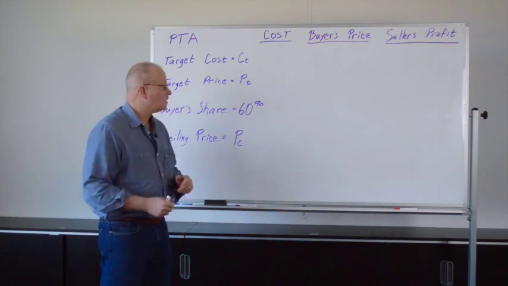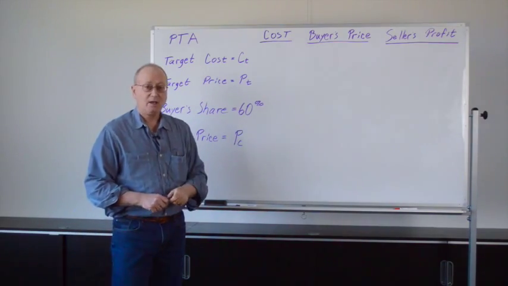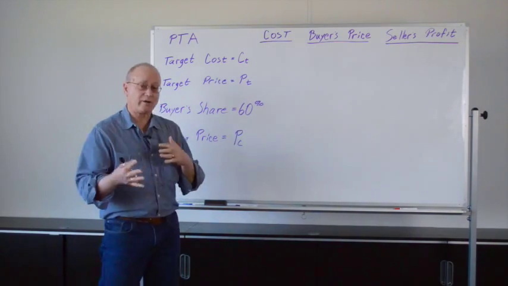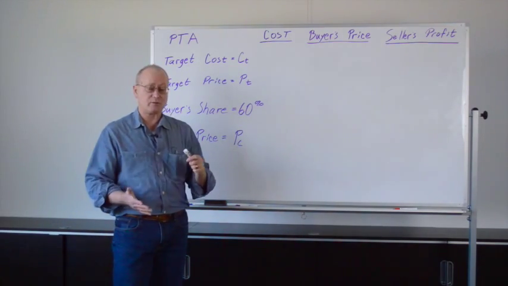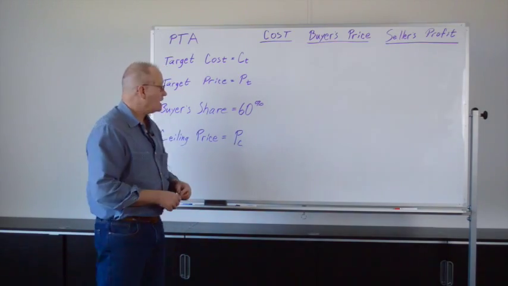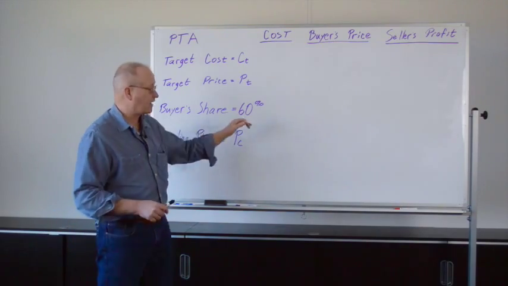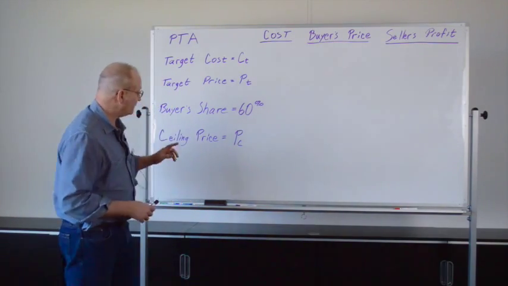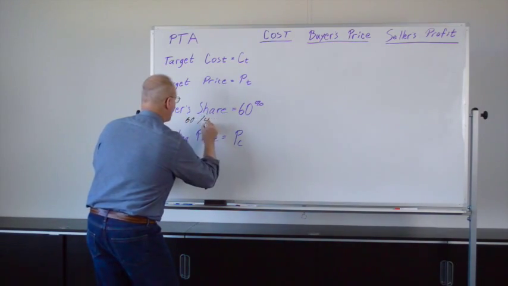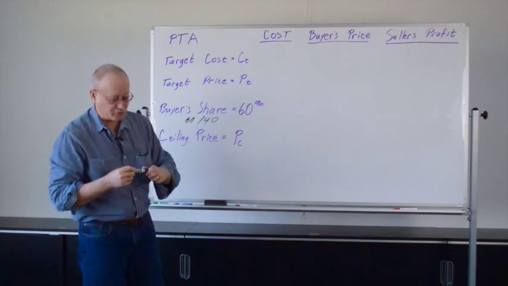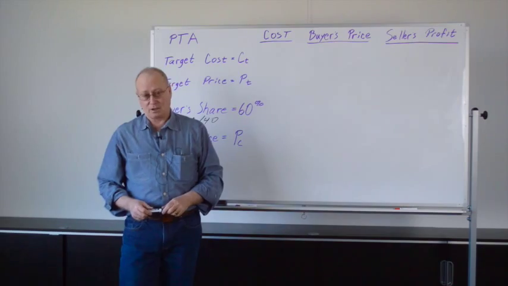In this contract, we're going to have a target cost, and we're going to have a target price. And we're going to have a way of sharing risk. When we have cost overruns above the target cost, we're going to share those between the buyer and the seller. So there's going to be this thing called a buyer's share, and just in this example, we're going to take that as 60%. And the convention for writing that is 60-40. Where the 60, the first number, is the buyer's share of the cost overrun above the target cost.